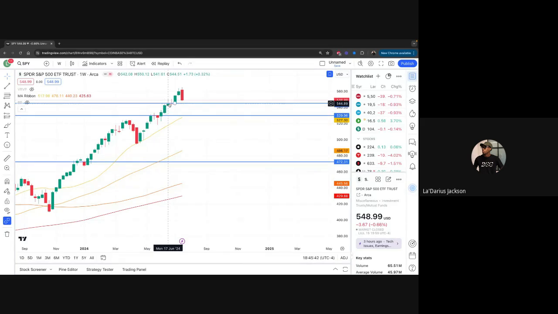We got 3 weeks. Boom, we hit 545, and guess what? We got another red candle. We sat there for a second, and then it pulled off and went up to about 560, where it rejected really hard.